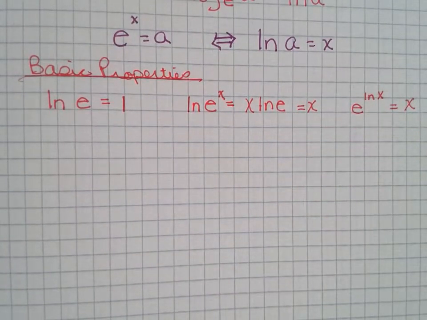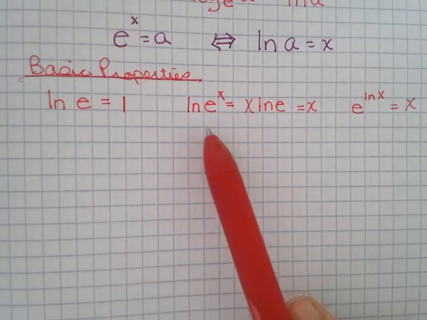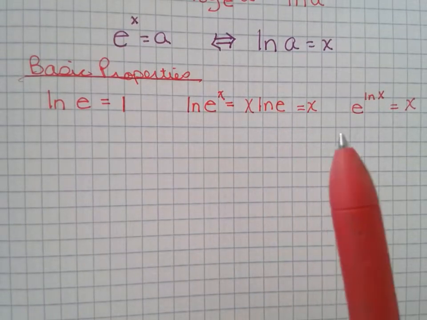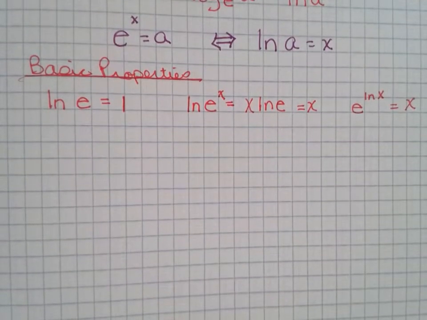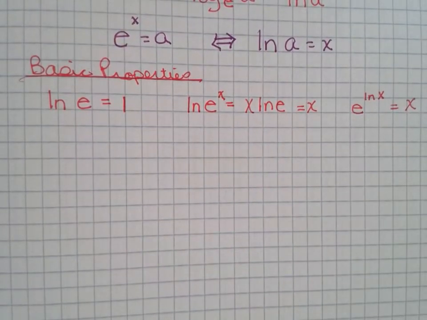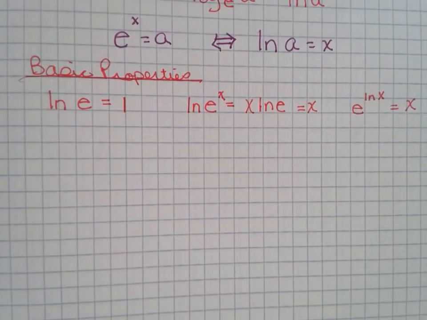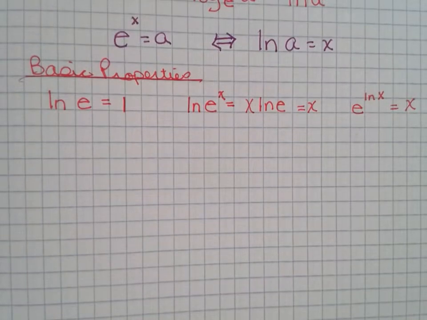So the e and the ln are inverses of one another. You know how when you do x squared and you take the square root and it cancels out? Natural log and e have the same relationship as x squared and square root. They cancel one another out.